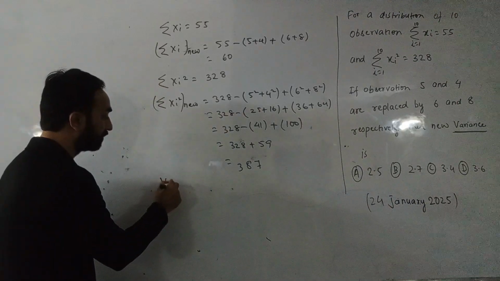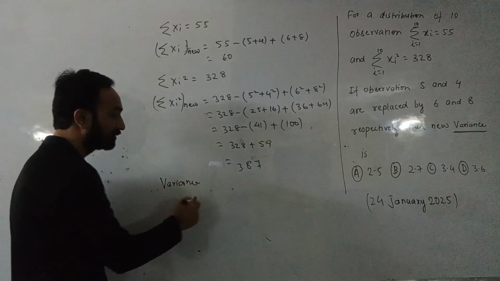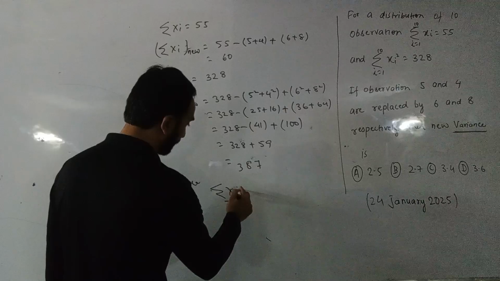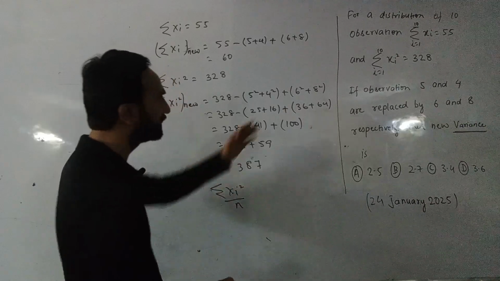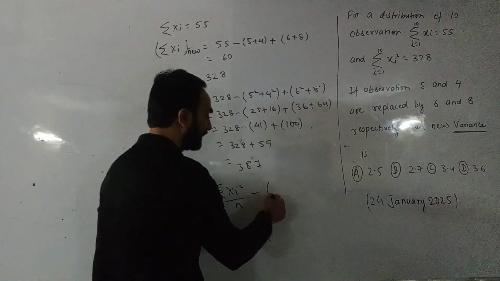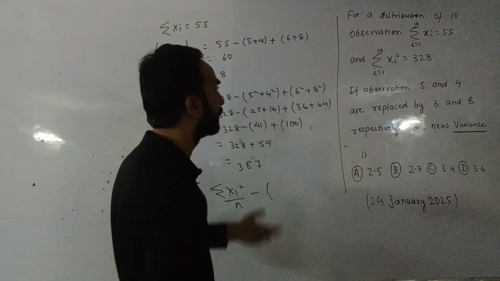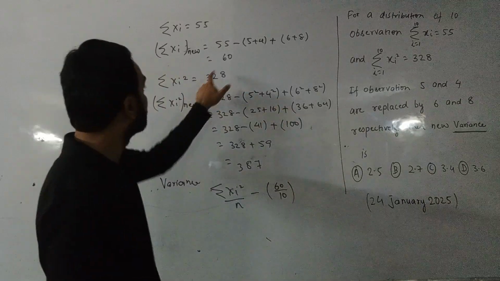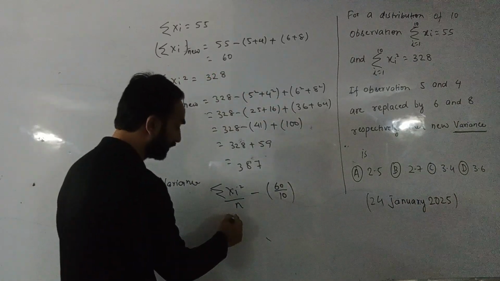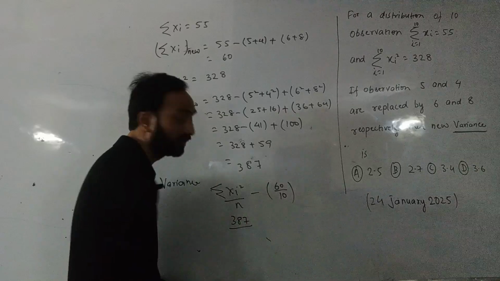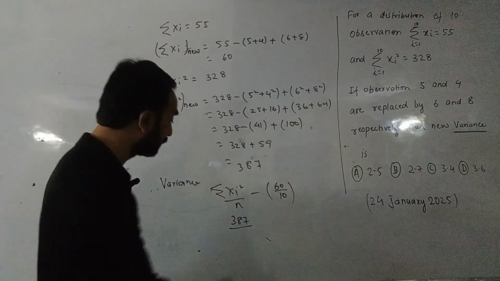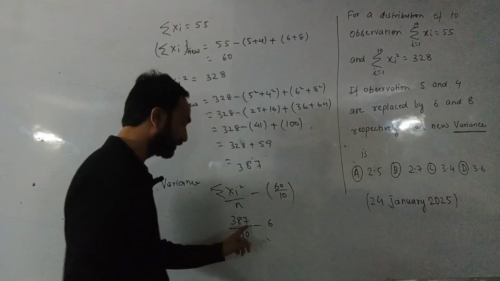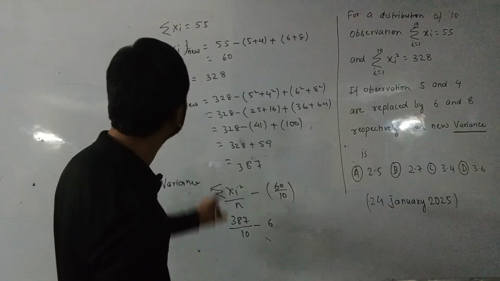Now we will simply apply the variance formula. So the variance formula will look like this: summation of xi square upon n, where n is the total number of observations, minus whatever is given as summation of xi upon n. So xi upon n is what? 60 upon 10. So this will become 387 divided by 10 minus 60 divided by 10, which is 6.